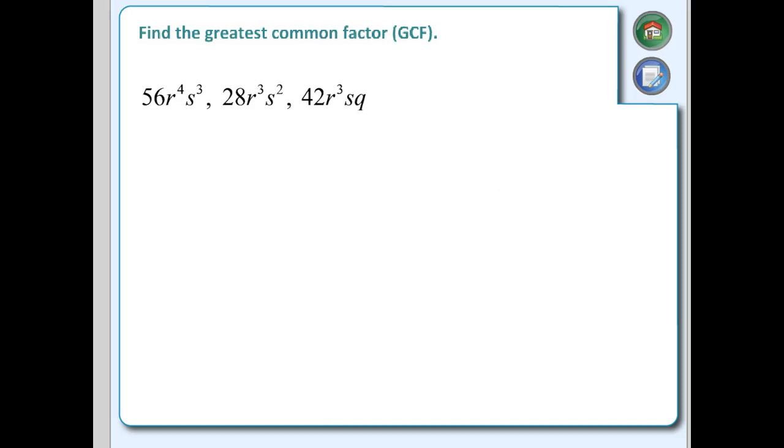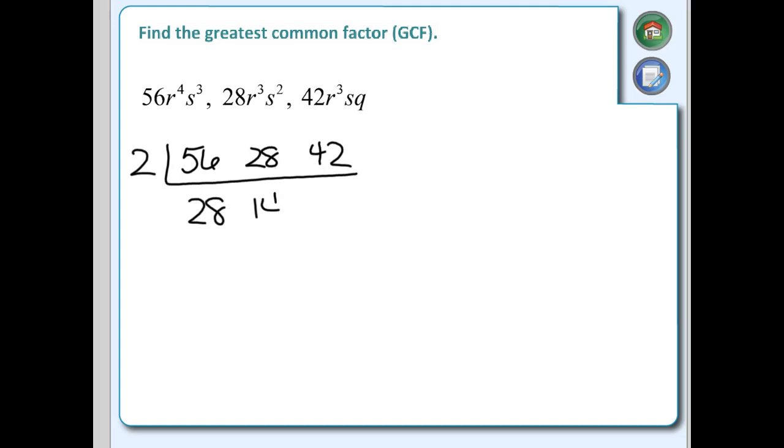Okay, what's the first thing I do? That's right, the first thing we do is we have to find the GCF of the number part. So we've got 56 and 28 and 42, and I can triple cake. Let's see what happens. What's my first prime number to try? Yeah, 2. All of those are even numbers, so 2 will go into each one of those. 2 goes into 56, 28. 2 goes into 28, 14. 2 goes into 42, 21 times. Okay? Well, 2 won't go into all those. 3 won't go into all those. 5 won't go into all those.